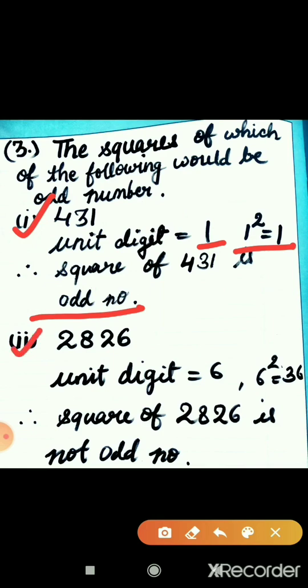Part 2. 2826. Unit digit of 2826 is 6. Square of 6 is equal to 36. Therefore, square of 2826 is not an odd number.